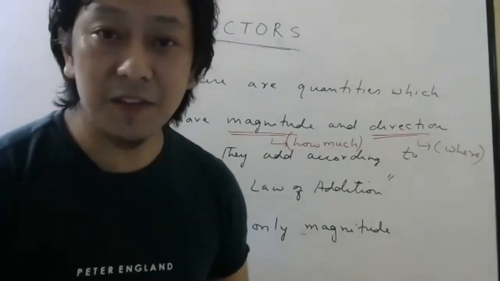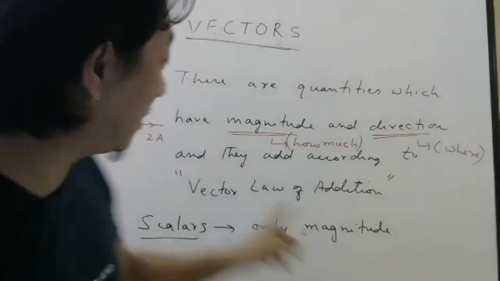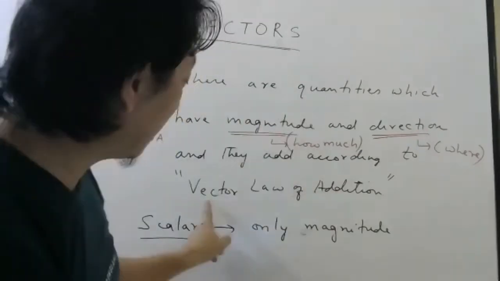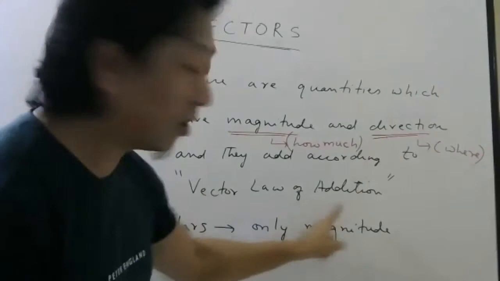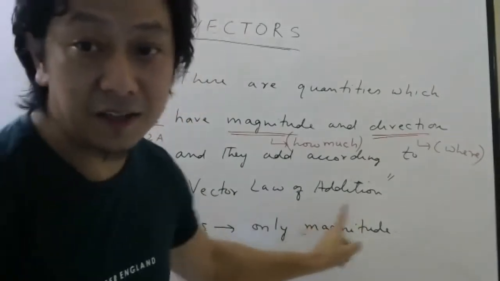What will you answer if they say why? The answer is simple: because it does not obey this law. Please remember, you must obey this law in order to behave like vectors.